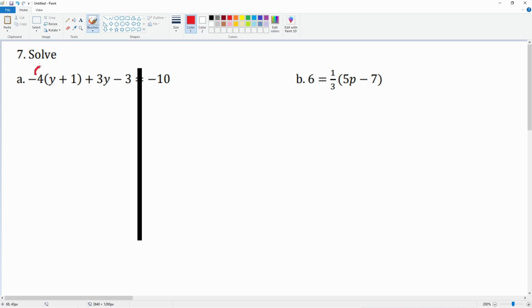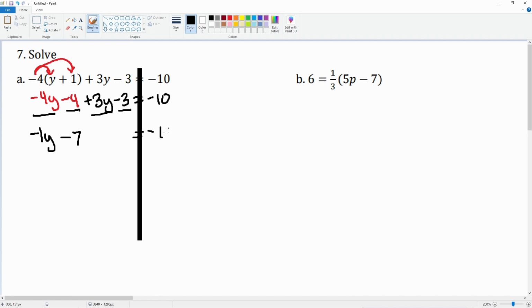So let's distribute. Negative 4 times y becomes negative 4y. Negative 4 times 1 becomes a negative 4. Bring everything else down. Plus 3y minus 3 is equal to negative 10. Let's see if we can combine some like terms. Negative 4y and 3y becomes a negative 1y. Negative 4 and negative 3 becomes negative 7. That equals negative 10.